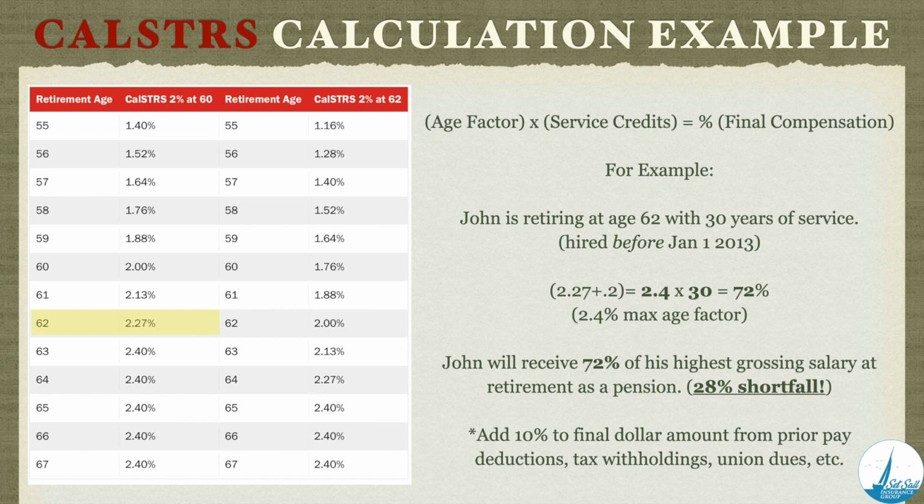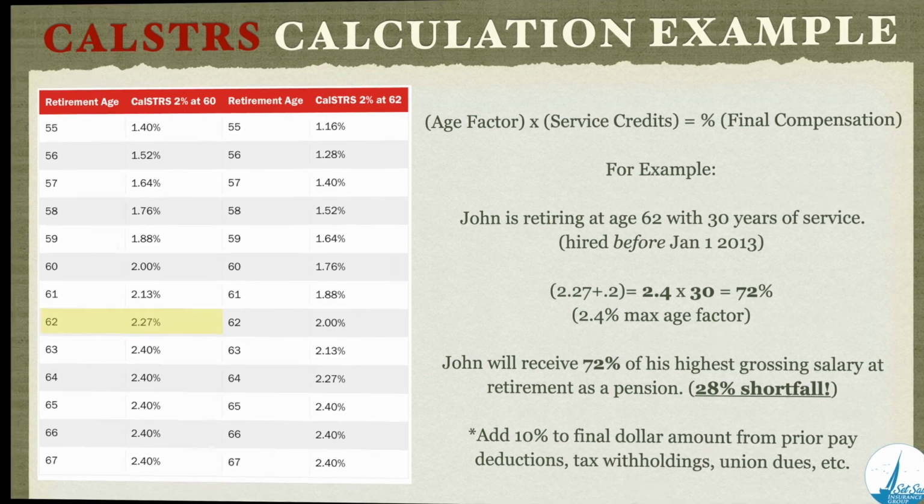Now, we don't want John to have any loss of income or lifestyle in his golden years, so compensating for that 28% shortfall is why most STRS and PERS employees choose to also put aside money into some kind of retirement vehicle like an annuity or an IUL.